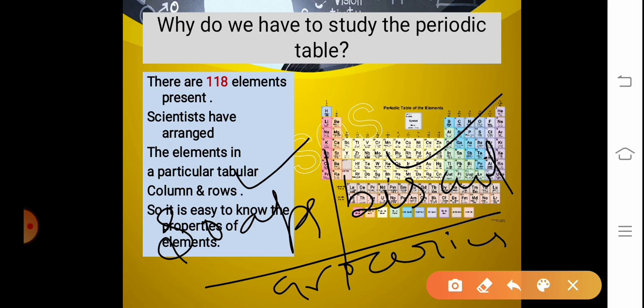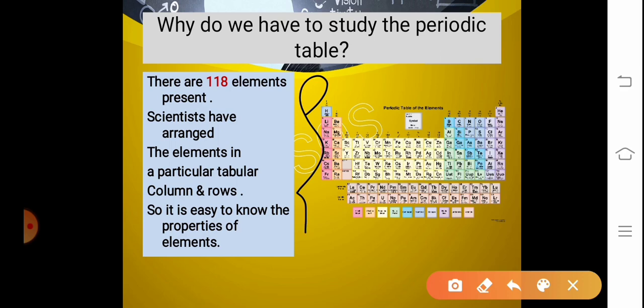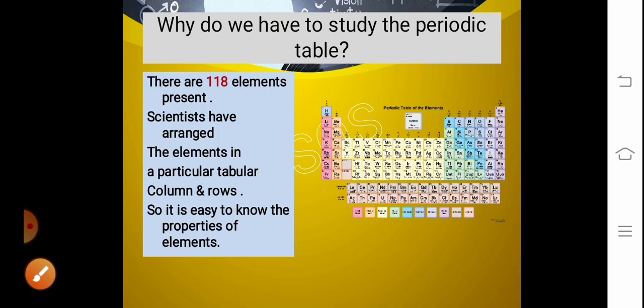Similarly, the periodic table also consists of elements, and elements having similar chemical properties are arranged at one place, and those having the same electronic configurations are arranged at one place. The elements having various atomic numbers are arranged in the increasing order of their atomic number.